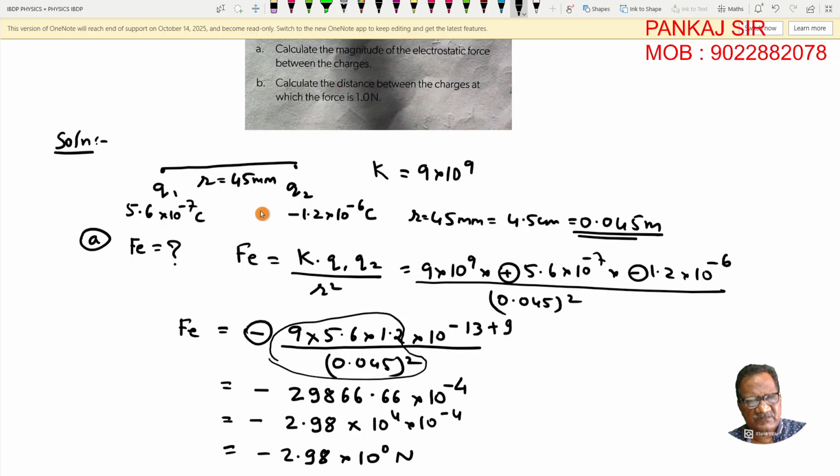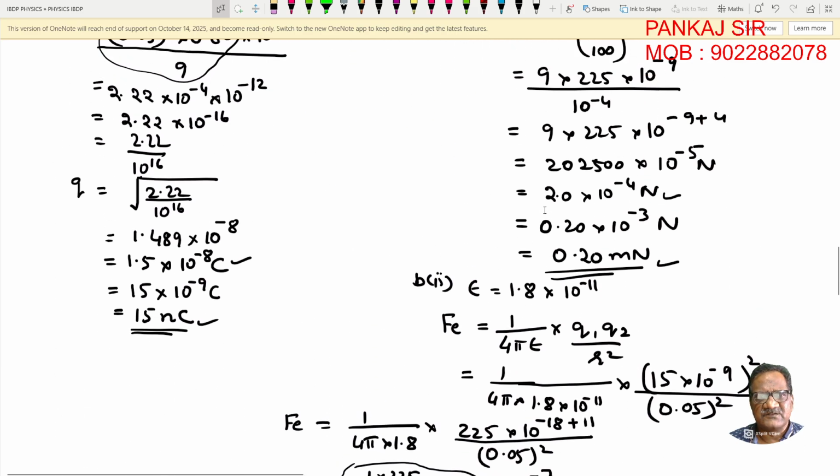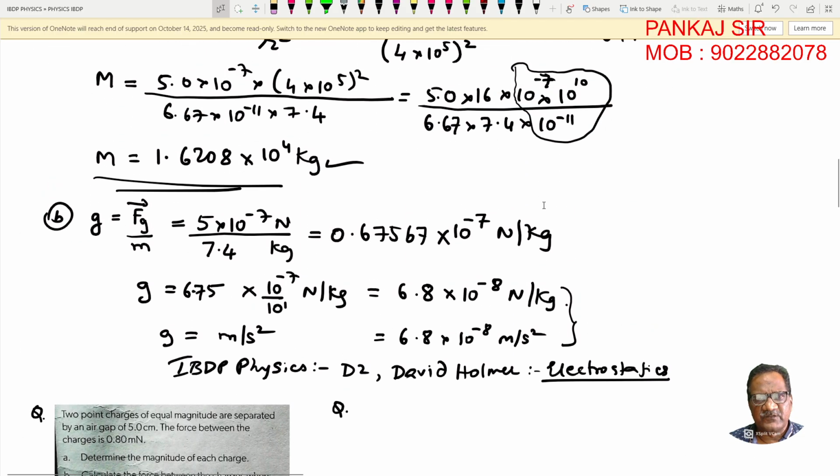So these were the two questions that I wanted to do in this today's session, which I have completed. These were based on electrostatic forces, and that's all for today.